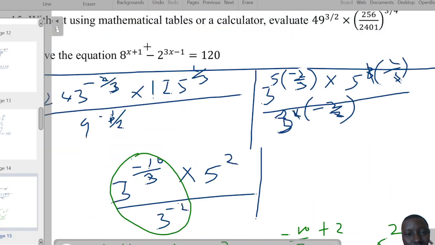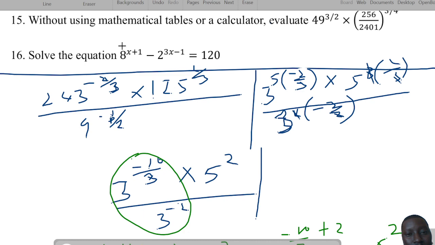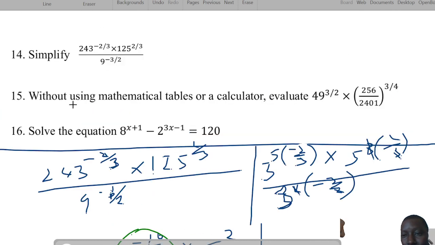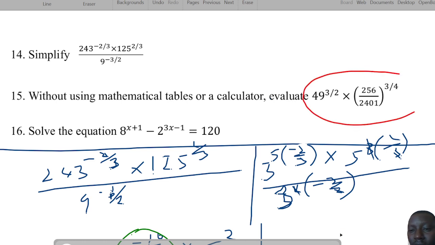Of course, we had the other question there. Question number 15. Let us also try that without using mathematical table and calculate the values. So also attempt this one here.